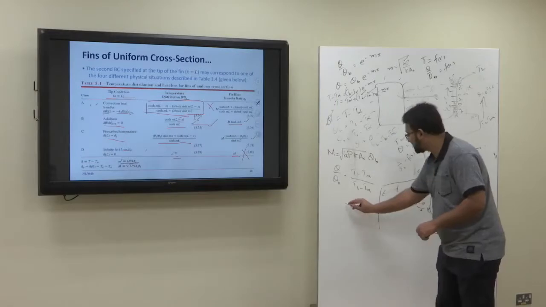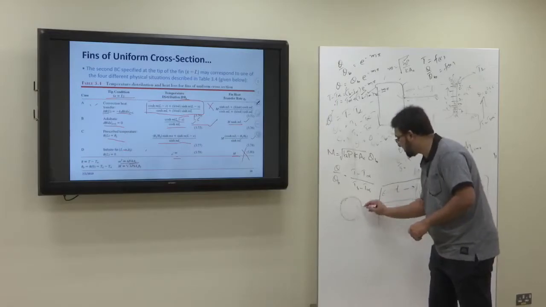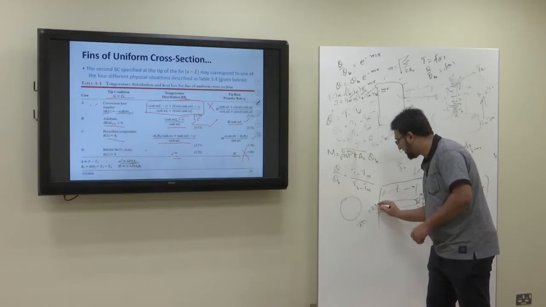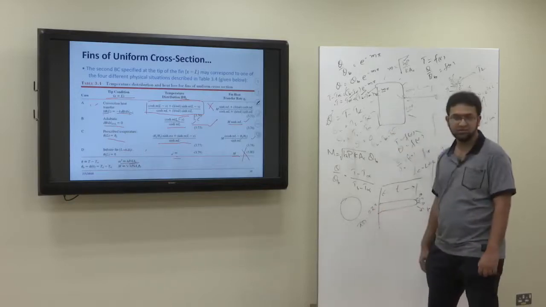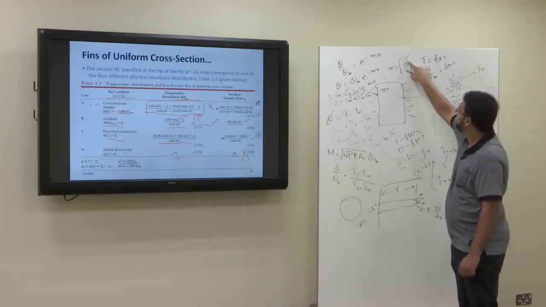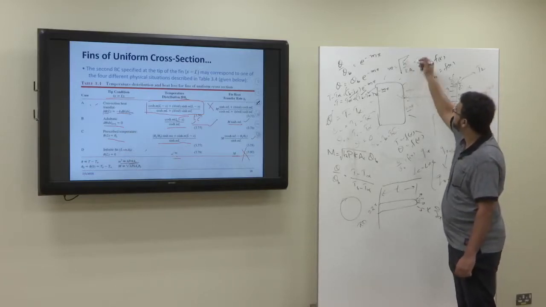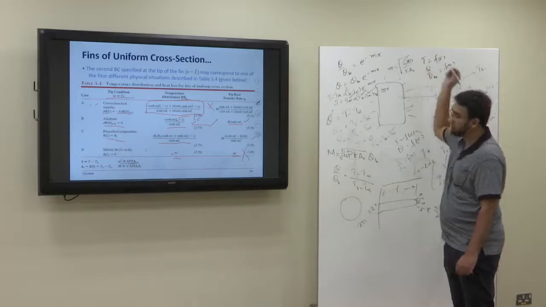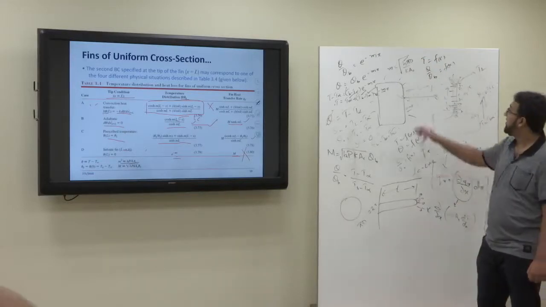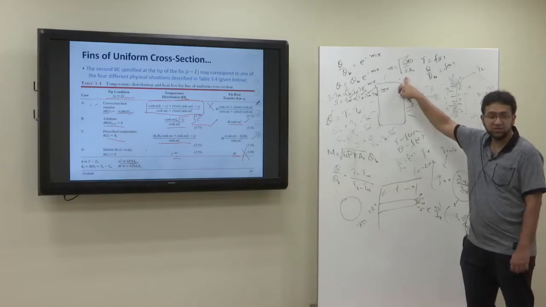So if you have a circle, what is the length of this circle? It's pi d or 2 pi r, right? So that's the perimeter of a circular rod. So instead of P, let me write here pi d. We know the diameter. Okay. K is for the material.